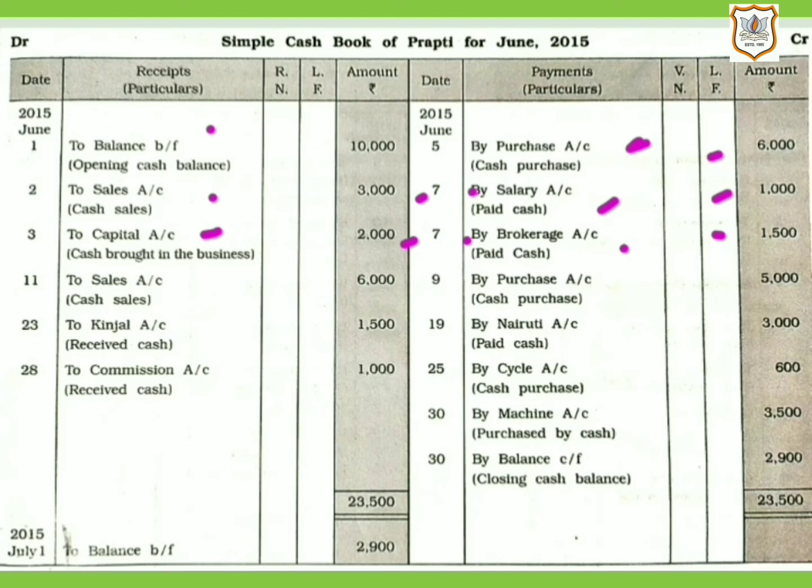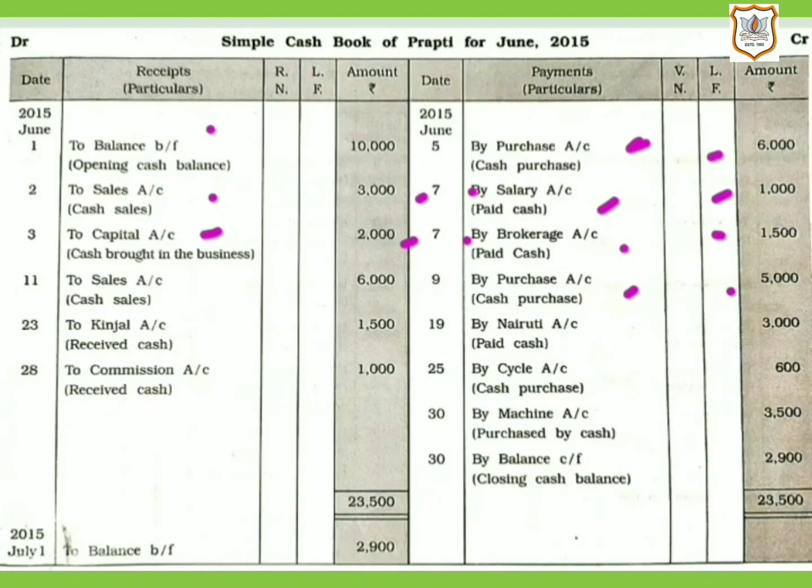It indicates that this is a cash transaction. Now as we are purchasing goods, our cash is going out of business. So here we will write it on the credit side, that is the payment side, by purchase account, amount 5,000.